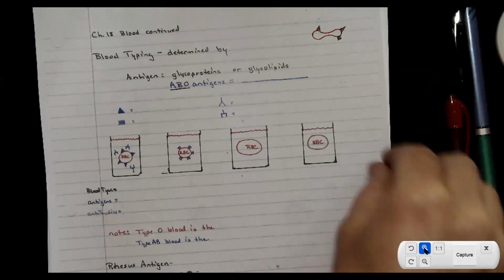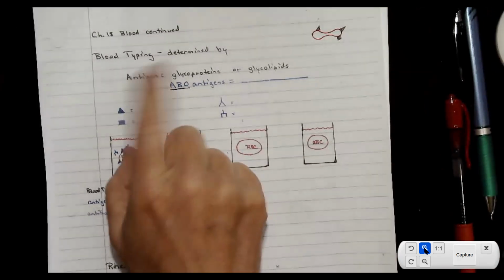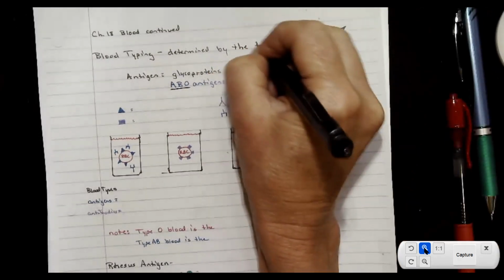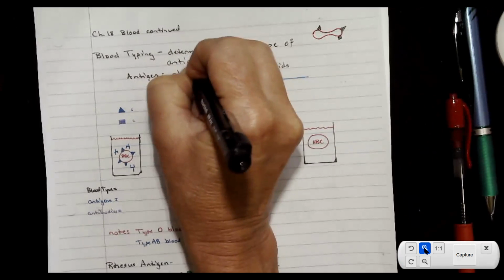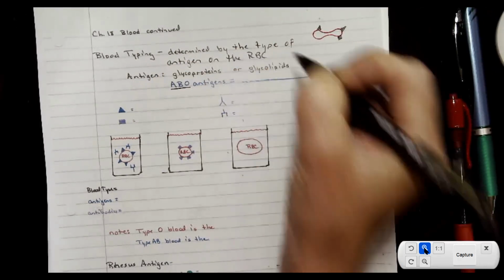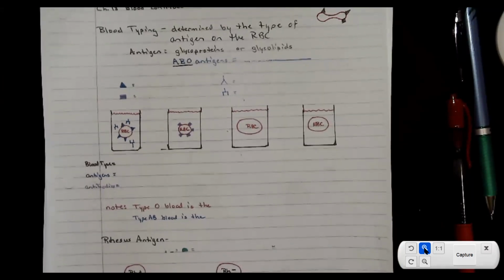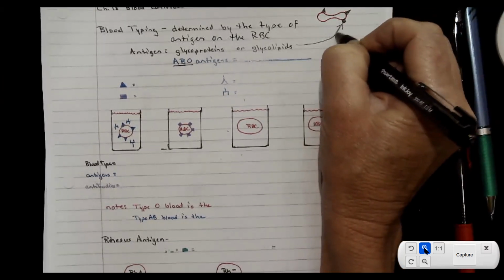And there's another one, D, but we'll talk about that in 1 minute. So blood typing is determined by the type of antigen on the red blood cell. Erythrocyte is the same meaning as red blood cell. RBC is easier for me to write. An antigen is a glycoprotein or a glycolipid, and I'll just take this and point to it. Right there's the glycoprotein, okay?